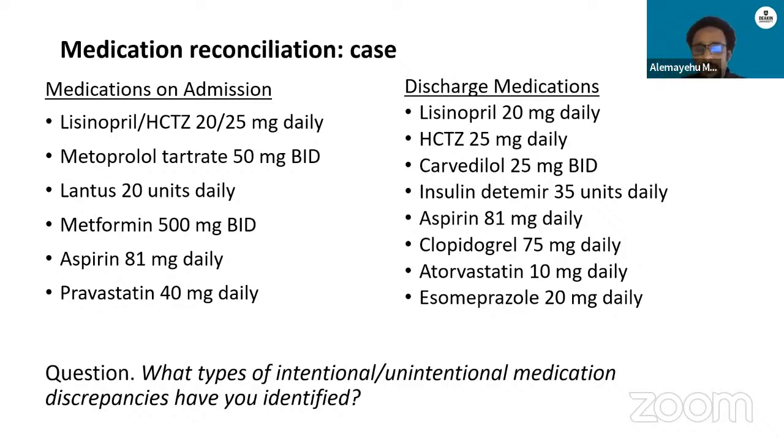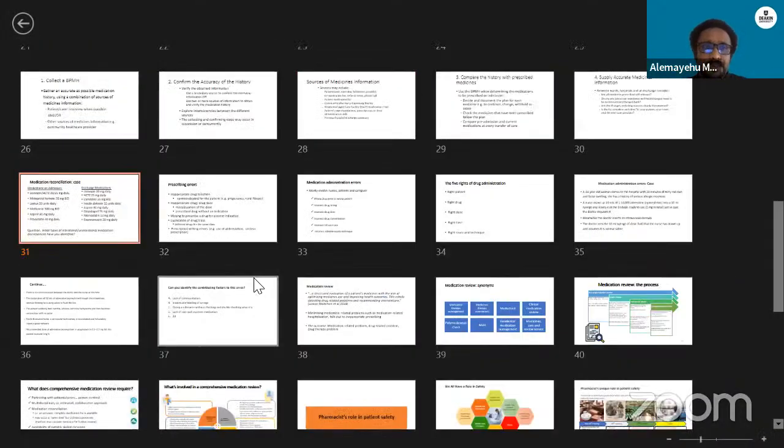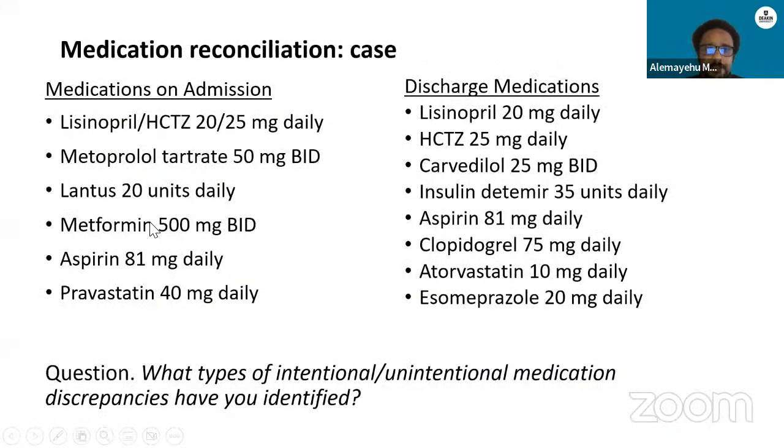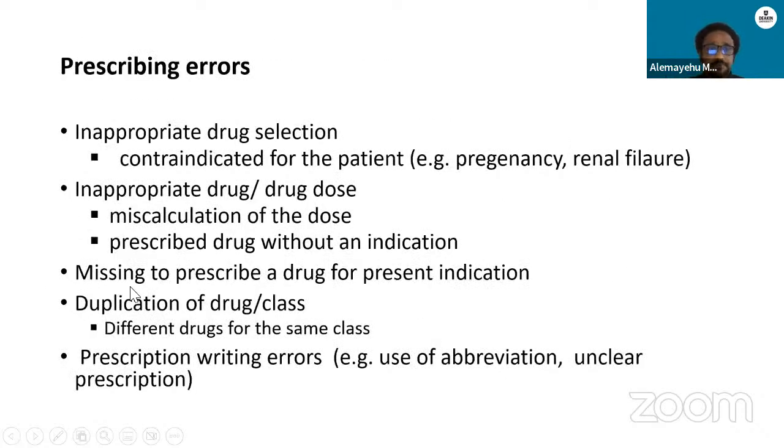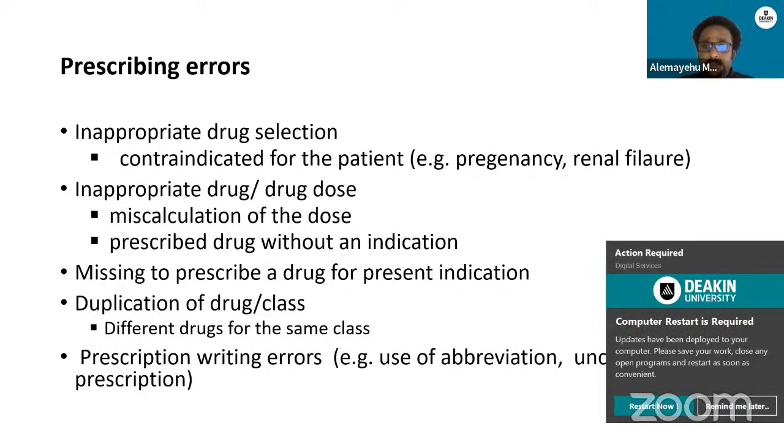We can talk about these things. Intentional means that the physician decides that's the right choice in agreement with the patient. So intentional means that there is a rationale for prescribing that medicine. Okay, let's go to the second: prescribing errors. Prescribing errors mean errors that occur at the level of prescription of medicines.